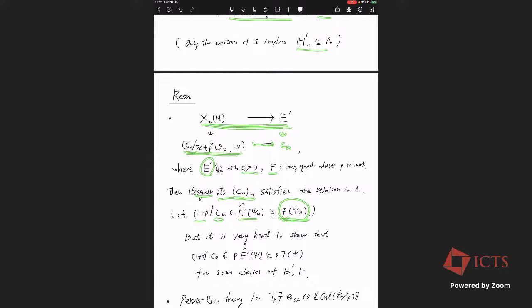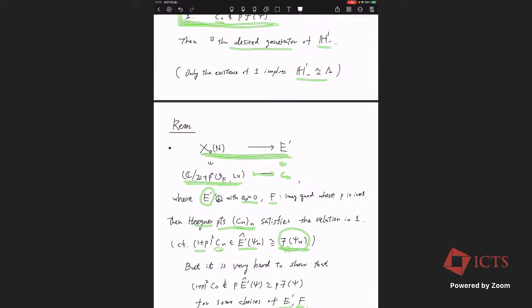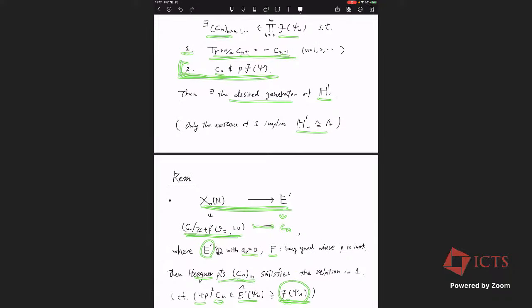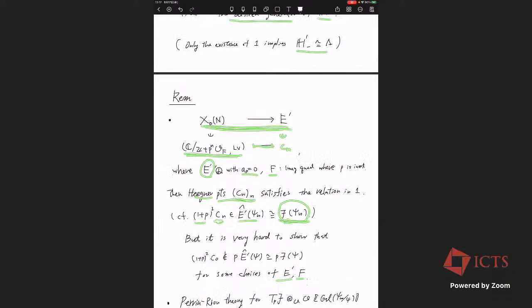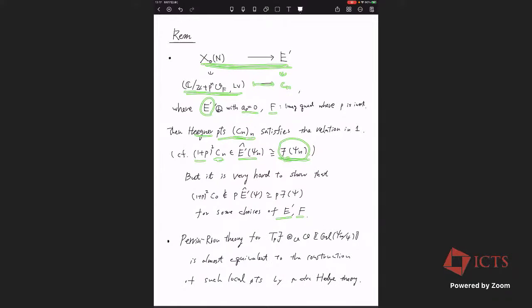So there are many choices of E prime and F, but actually this is Rubin's idea, but yeah, we think it is hard to get systems satisfying condition 2 by using Heegner points. Yeah, actually there should be also another method to construct such local points.